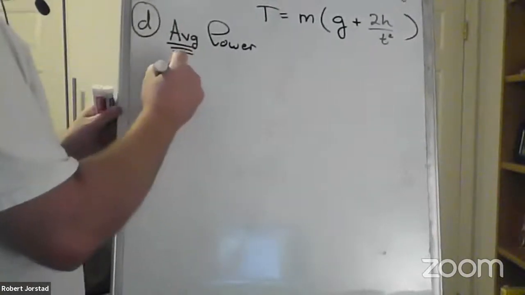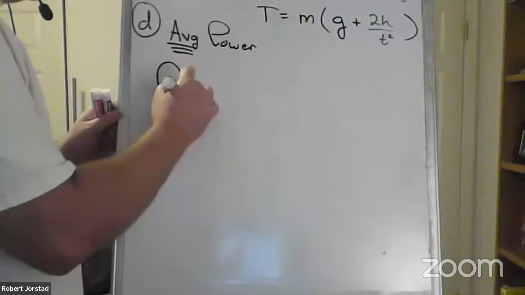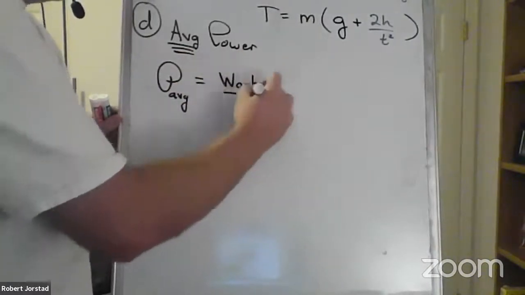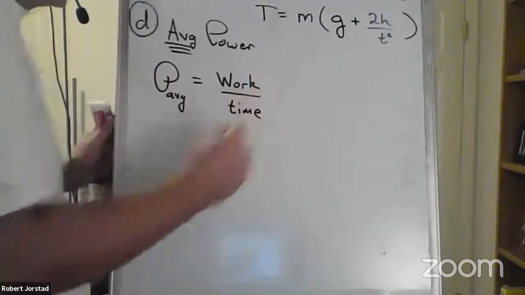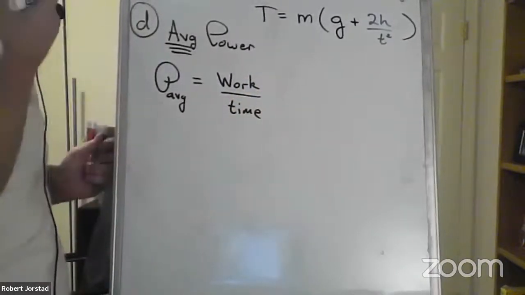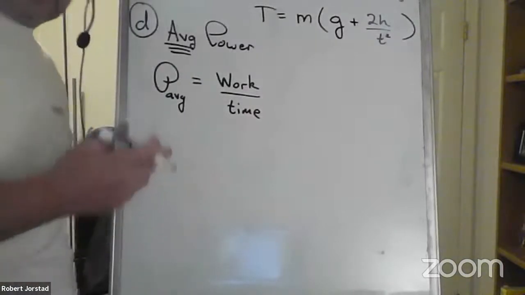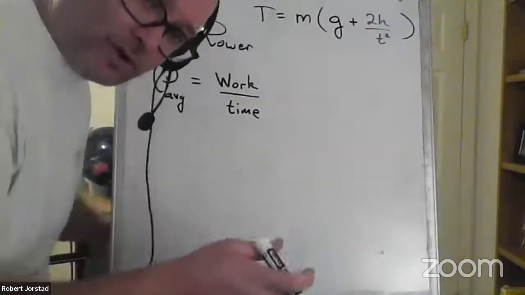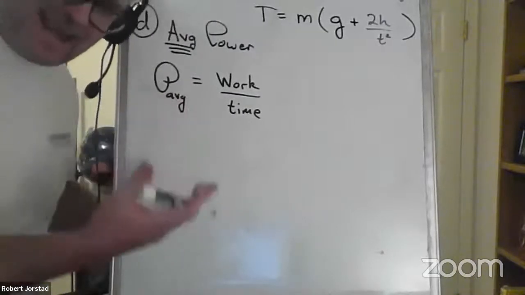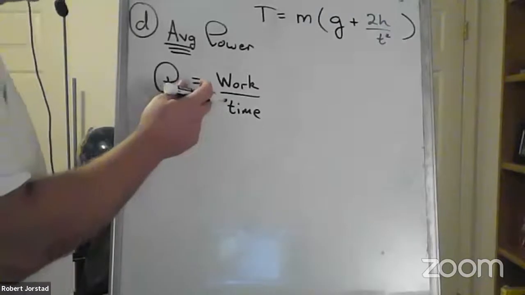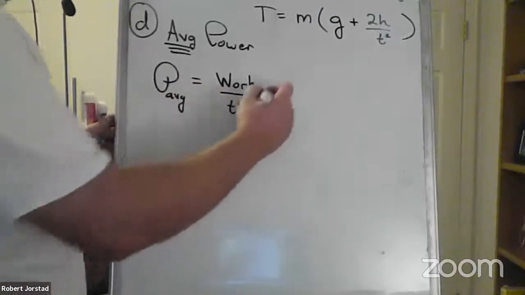So we could say that the power average is equal to work over time. Now you might be saying, well, wait, isn't work the change in kinetic energy? You're absolutely right. So what if we want to get the work done just by one force? What we did in the last one was the net work. Okay, so in this case, we could also do just the work done by a single force.